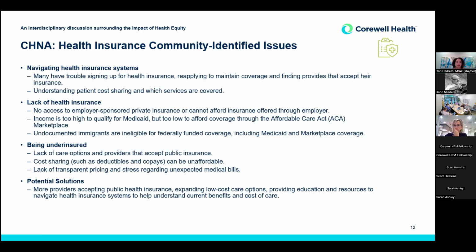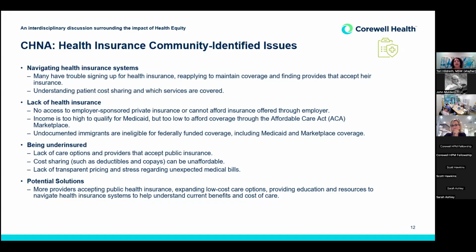Now, a lack of health insurance is also a barrier. Not having access to employee-sponsored private insurance, or not being able to afford that insurance through their employer. Income might be too high for Medicaid, but then too low for the marketplace. We know many people who are stuck in this large gap. Undocumented immigrants are ineligible for any federal funding, including Medicaid and marketplace coverage. They oftentimes have something called ESO, which is emergency-level services, but not everyone can receive that. There's a lack of care options, and a lot of people do not accept public insurance.